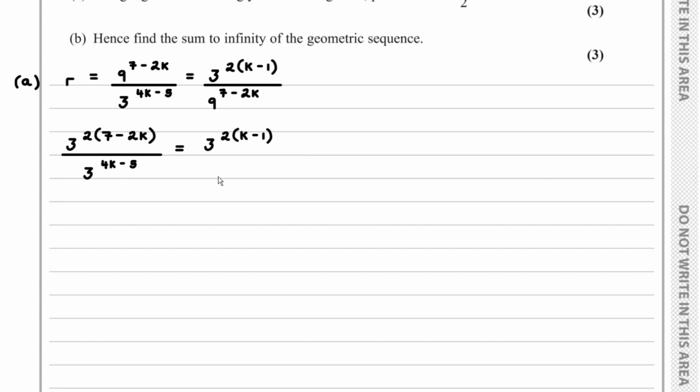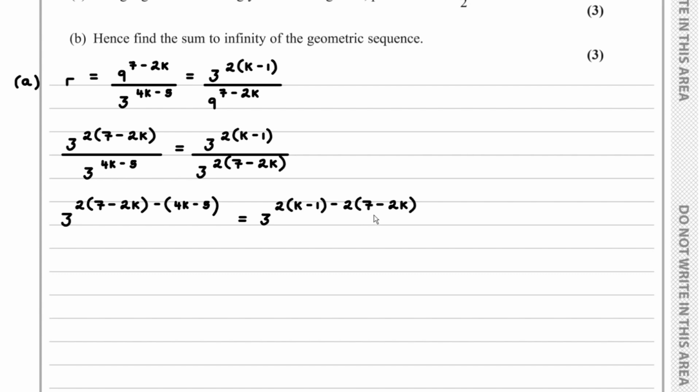And similar to before, we divide this by 3 squared, and then 3 squared is raised to the power of 7 subtract 2k. Now when we have the same base and we are dividing, we subtract the powers. So we have 3 to the power of 2 lots of 7 subtract 2k subtract 4k subtract 5, equaling 3 to the power of 2 lots of k subtract 1 subtract 2 lots of 7 subtract 2k.